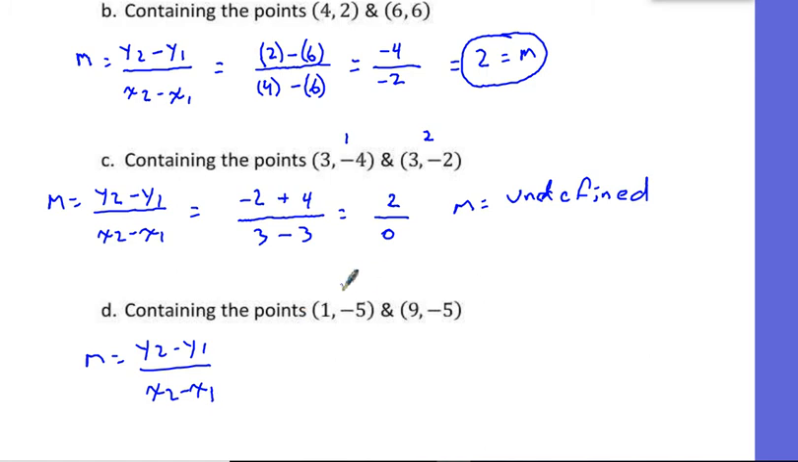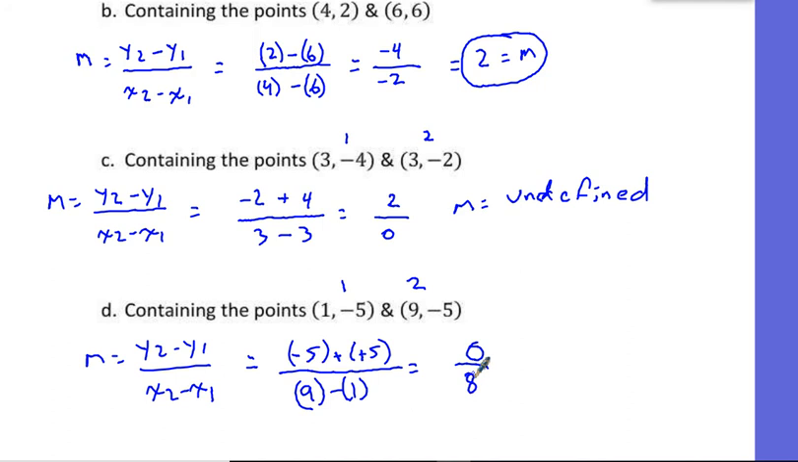We'll take this as point 1, this as point 2, and substitute. Negative 5 minus negative 5 divided by 9 minus 1. Negative times a negative becomes a positive, as it did in the previous example and a few others as well. So negative 5 plus 5 is 0, and 9 minus 1 is 8.